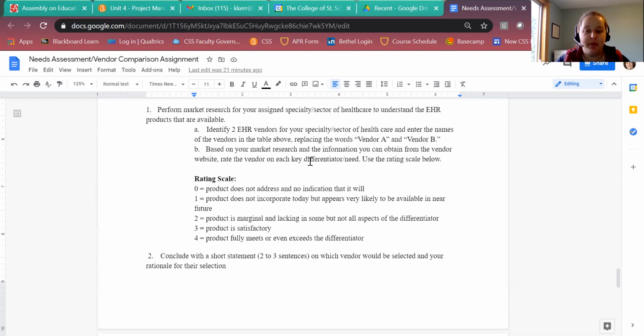And then based on your market research and the information you can obtain from the vendor website, you should rate the vendor on each of the key differentiators or needs that you've identified in the table. And you should use this rating below. Now, this can be challenging, and probably is one of the more challenging aspects of this assignment, because not every vendor is going to have a ton of this information on their website, but you may get lucky and be able to view some demos. You may be able to see what organizations are saying about the vendor or the product. So do your best, okay?